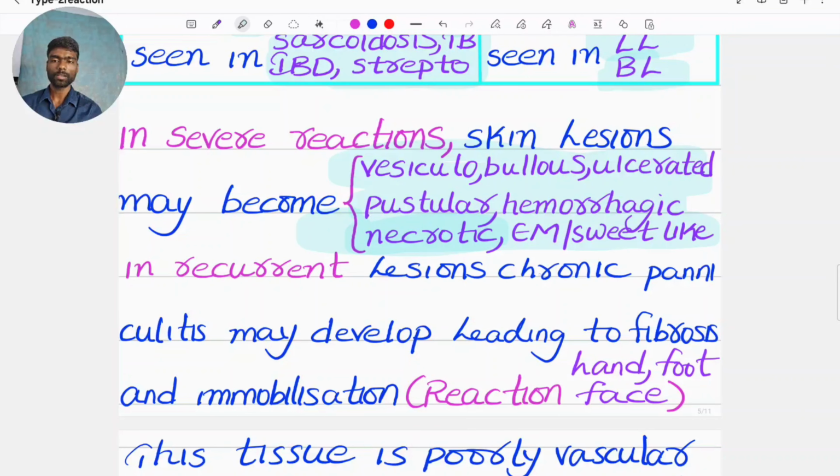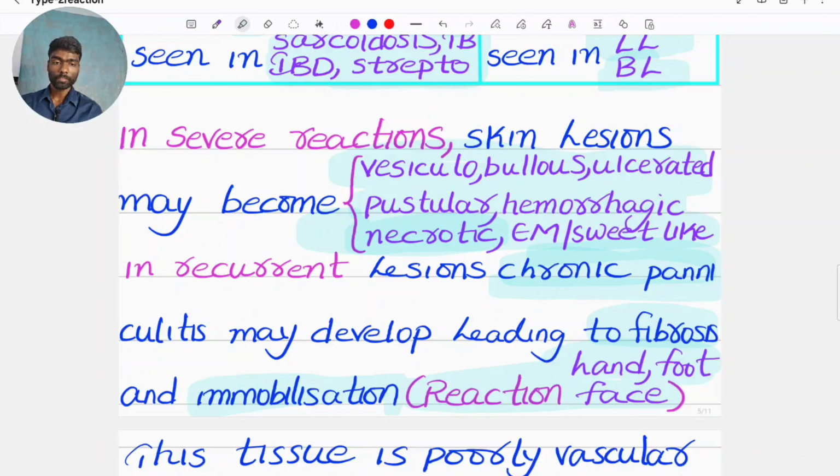In recurrent lesions, chronic panniculitis may develop, because in recurrent lesions, complete resolution of lesions may not occur. There will be chronic inflammation leading to chronic panniculitis, developing to fibrosis and immobilization, called reaction face, hand, foot. Remember, in type 2 reaction there will be peripheral edema, meaning edema in face, hand and foot. Because of chronic inflammation, chronic panniculitis will occur, leading to fibrosis and forming this reaction face, hand, foot.